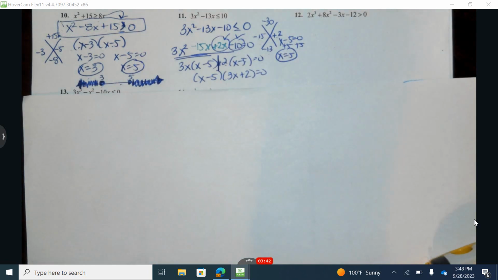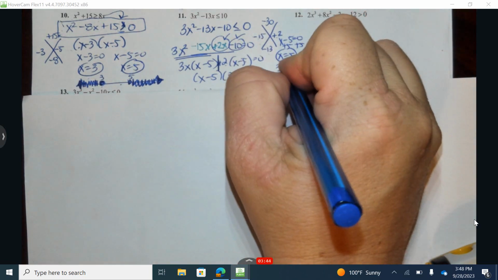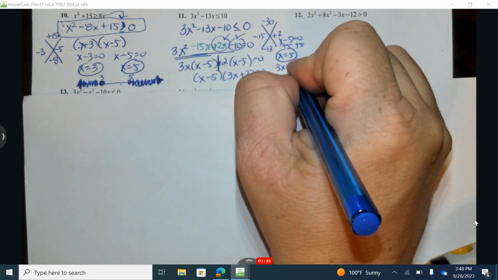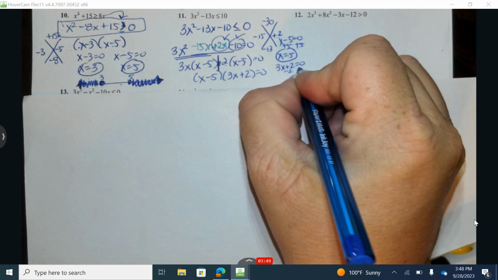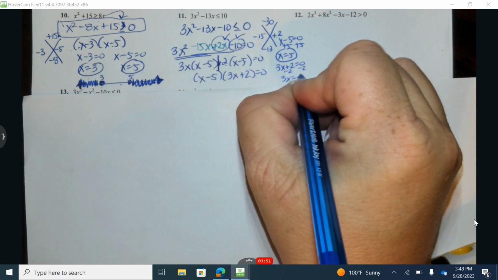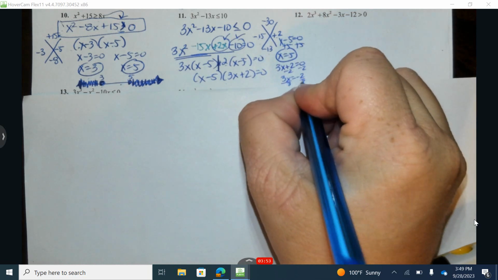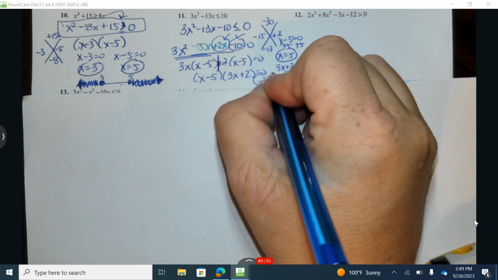I'm going to go back now again, and I'm going to take 3x plus 2 equals 0. First I'm going to subtract the 2 over. So 3x equals -2. Then I'm going to divide by 3, and I get -2/3.